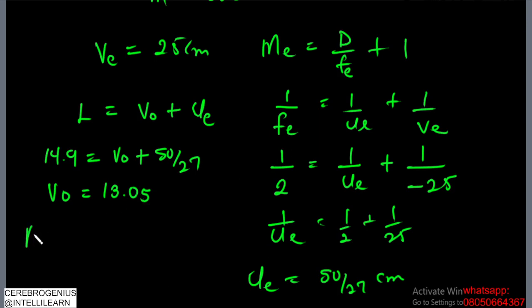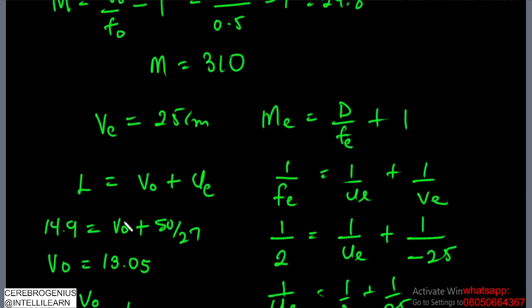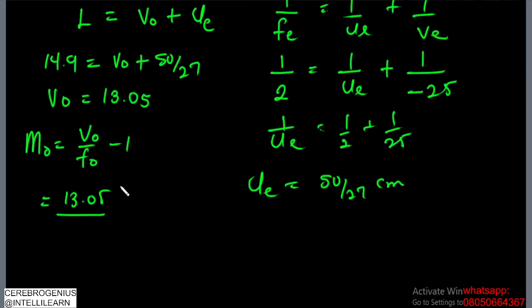Now we can calculate the magnification. The magnification for the objective is V over F, the distance from the objective over the focal length of the objective, minus 1. So this is going to be 13.05 divided by the focal length of the objective, which is 0.5, minus 1. So we get 25.09.